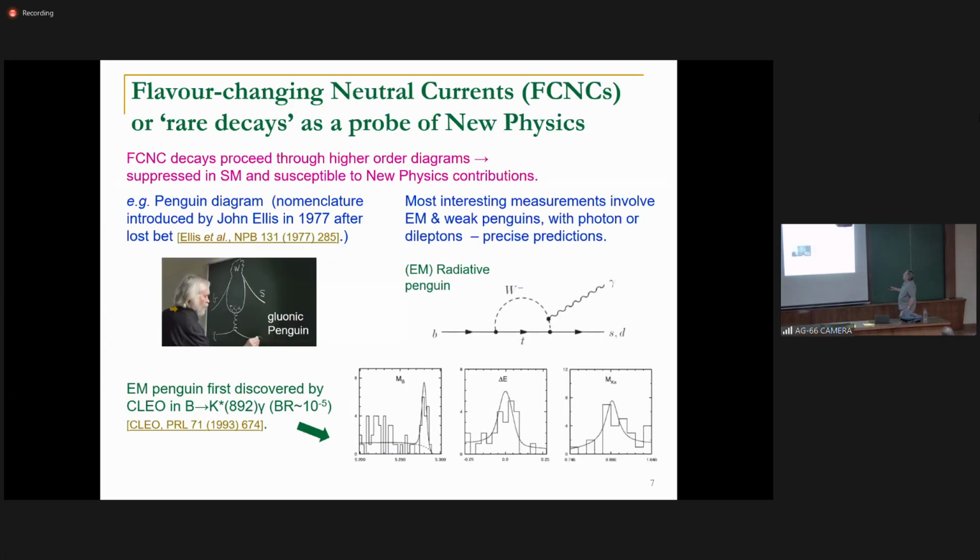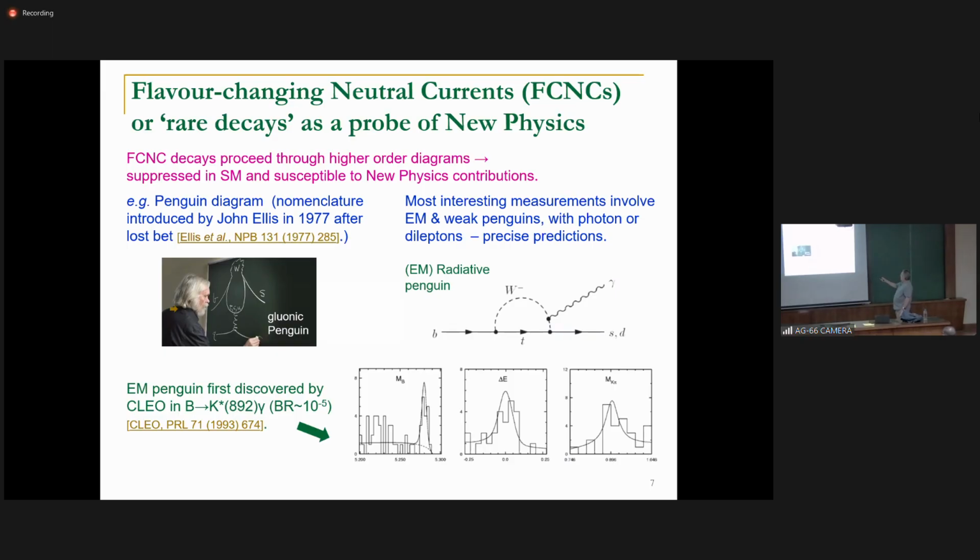Okay, so these are FCNC decays, the ones which proceed through higher order diagrams. They're suppressed in the standard model. And in the standard model, it's just an assertion, you cannot have a tree level flavor changing neutral current. You need a higher order diagram. Therefore, they're suppressed, and therefore they are susceptible to new physics contributions.